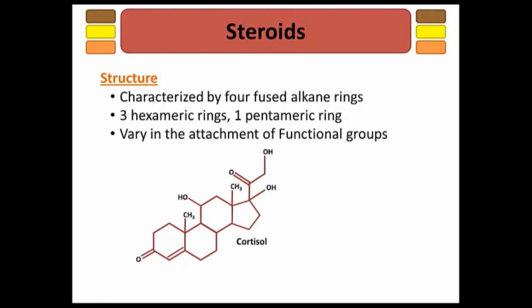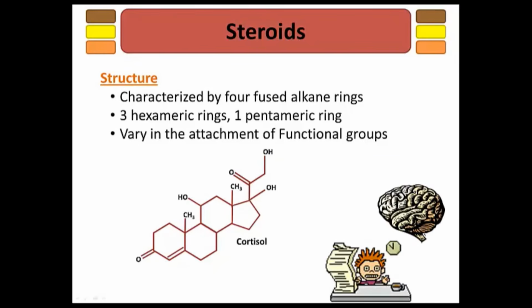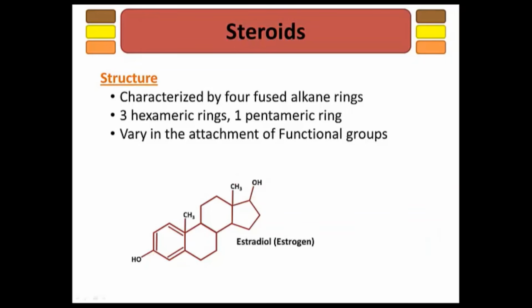This is cortisol. It has a number of different functional groups, so we won't bother naming them all. The take-home message is that it still has the same fused ring structures. Cortisol itself is an important stress-regulating hormone that increases glucose in the blood and awareness in the brain. Here is estradiol. This is another name for estrogen. It functions in cell signal pathways that determine female characteristics.